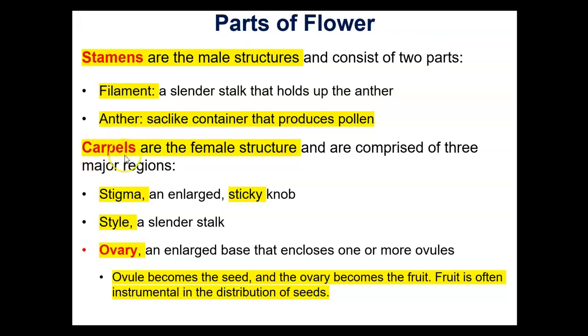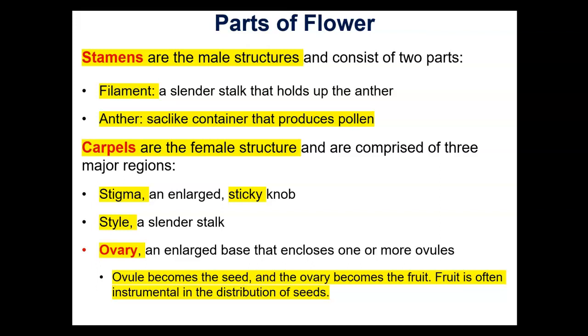The female structure is called the carpel, and the regions of the carpel would be the top of it, the stigma, which is sticky so that pollen will stick to it, and then there's a stalk called a style, and at the base there is an ovary, and the ovules are going to be like the eggs that when they are fertilized by the sperm inside the pollen, then the ovules will become the seeds.